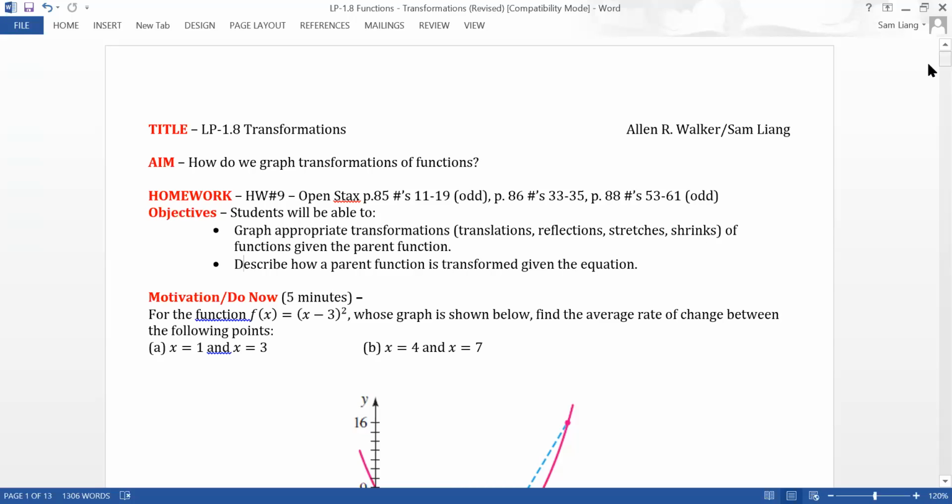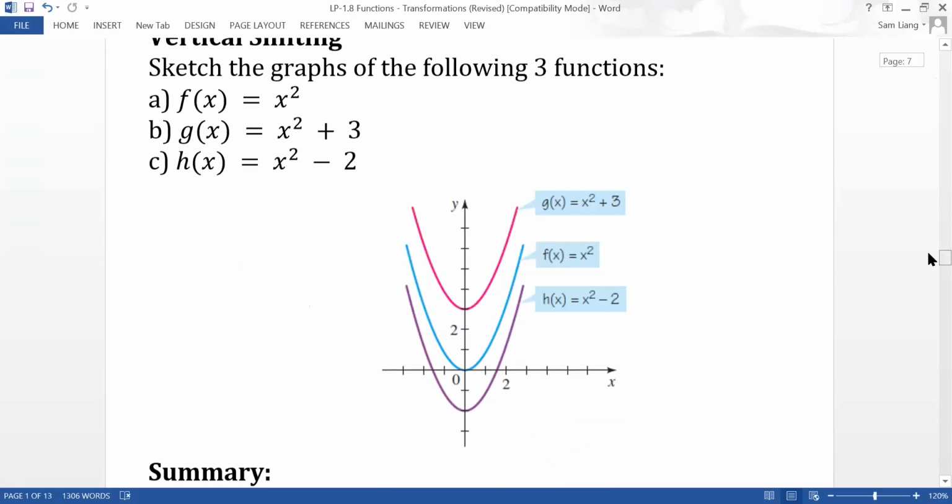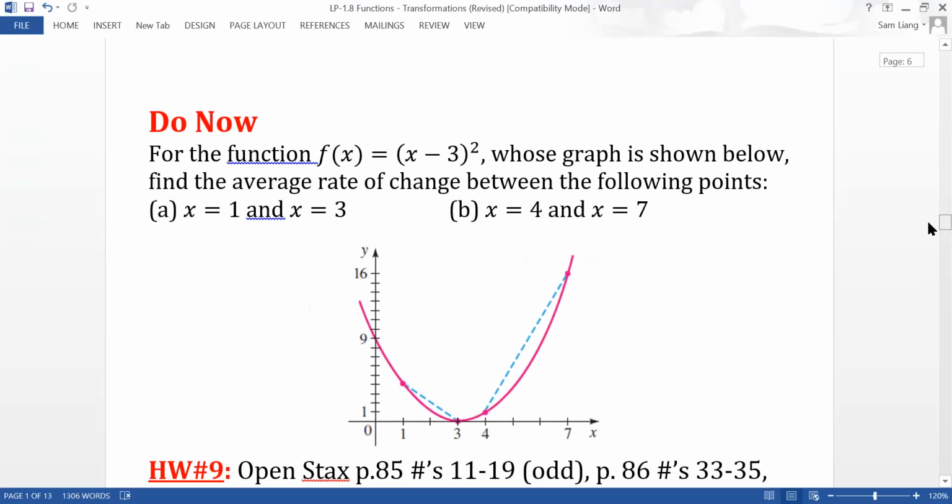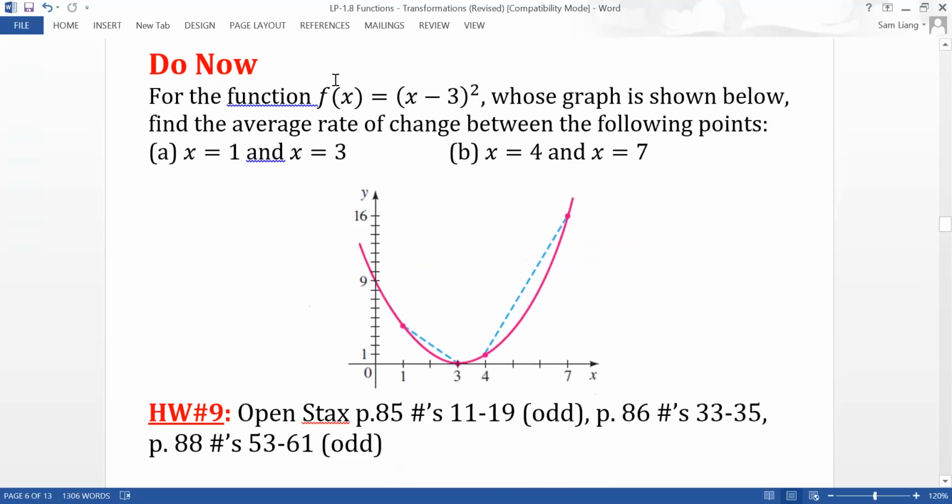Your do now for today is actually a review of yesterday's topic, which was average rate of change. So let me jump to that slide here. All right, here it is. Okay, so for the function f of x equals (x minus 3) squared, whose graph is shown below, find the average rate of change between the following points. Part A is x equals 1 and x equals 3. Part B is x equals 4 and x equals 7. So 1, 3 is shown here. 4, 7 also shown here.